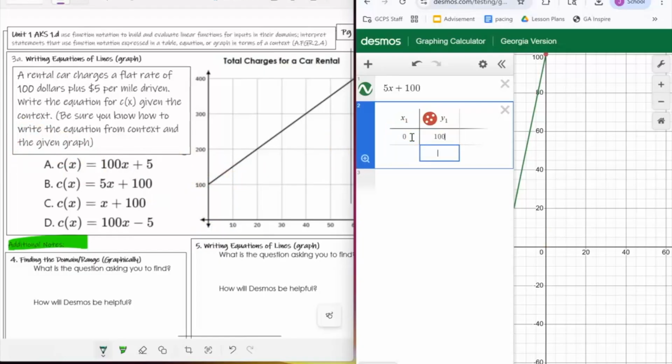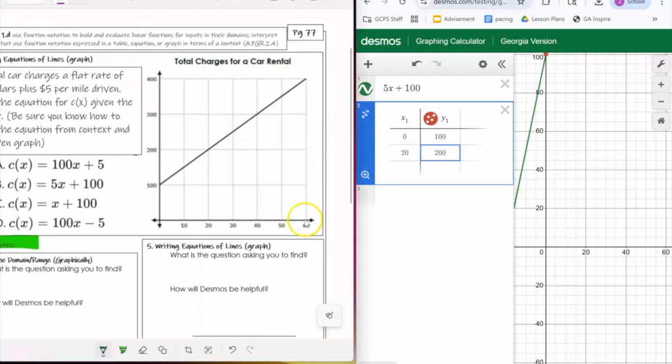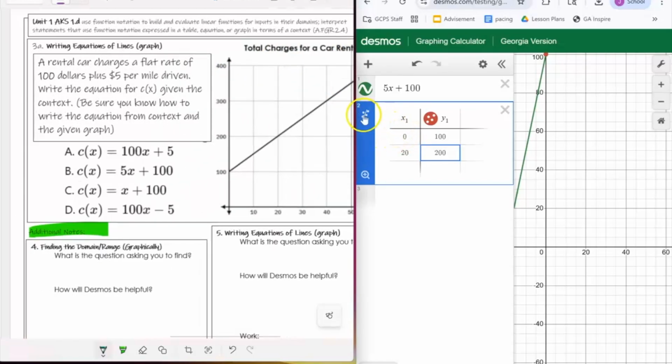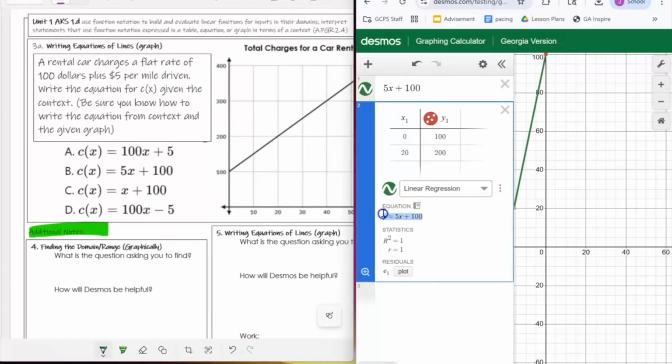So knowing all representations, because you don't know how they're going to ask you. And then find me another corner. This is a corner right here, 20, 200. So 20 and 200. And I only need 2, but I can just confirm. 40, 300. What else do I have? And 60, 400. But I only need 2. And that should match exactly what I wrote from context, which it does.